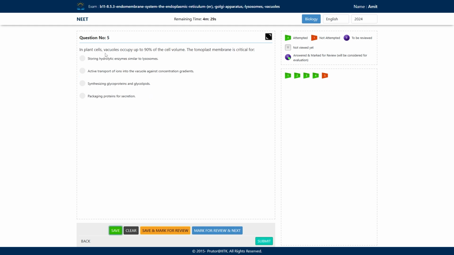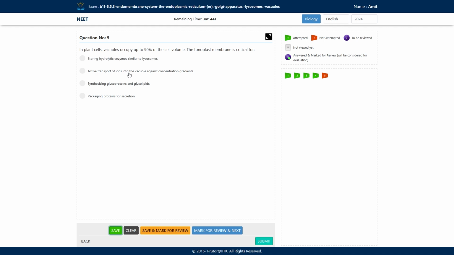Now next one, in plant cell, vacuoles occupy 90% of the cell volume. The tonoplast membrane is critical for. They're asking the function of the tonoplast membrane. First, they store hydrolytic enzymes similar to lysosomes. Second is, they actively transport the ions into the vacuoles against the concentration gradient. Because the vacuoles, they already have high concentration of the material. Next is option number C, synthesizing glycoproteins and glycolipids. And last one is packaging proteins for secretion. What will be the correct answer? They're asking the role of tonoplast here.